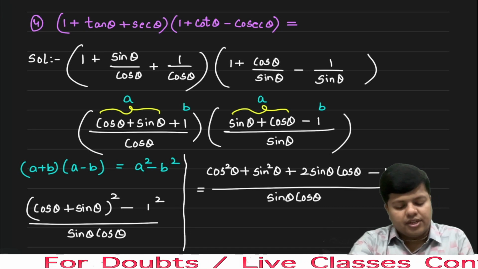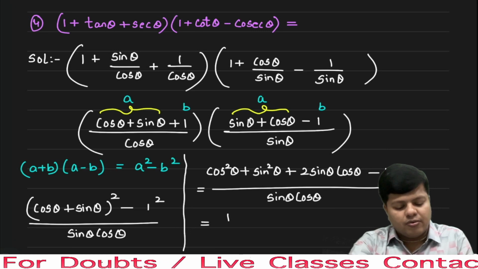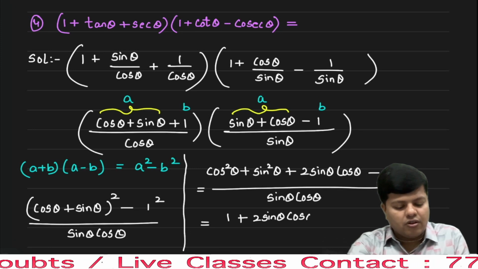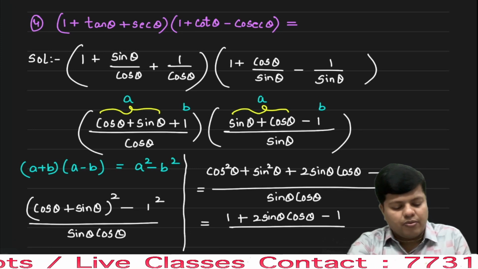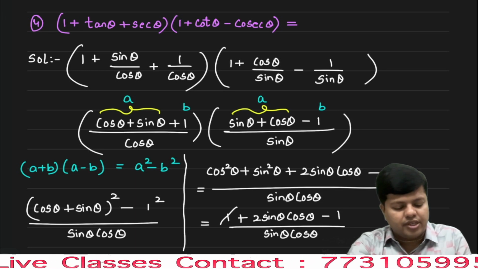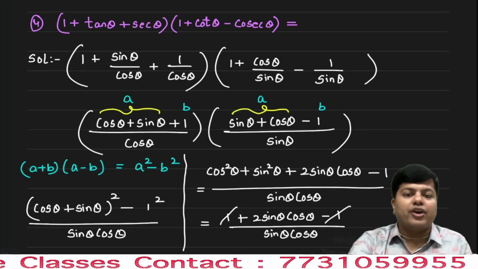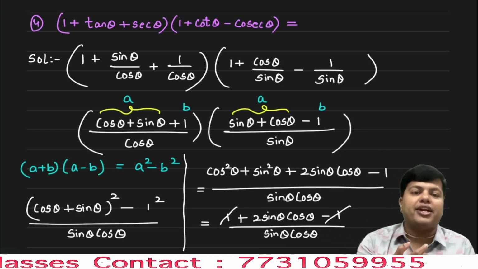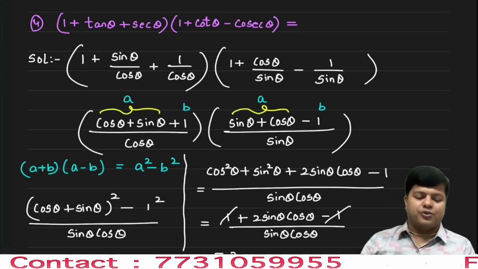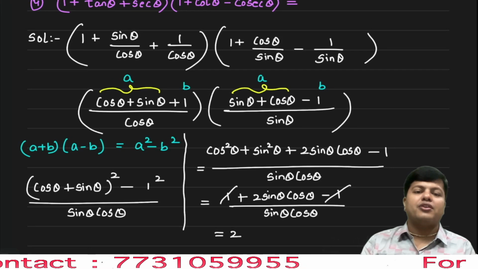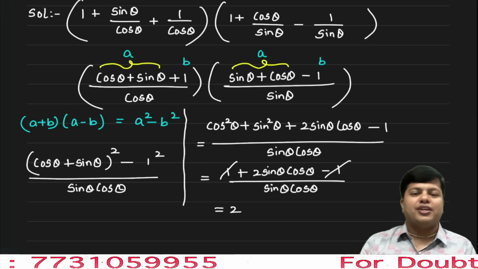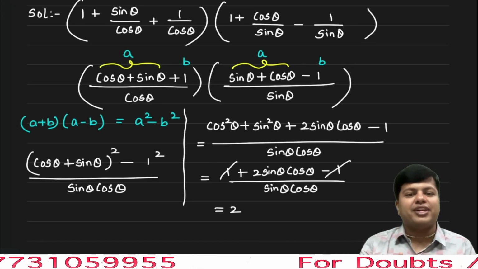Now students see, sin square theta plus cos square theta is 1, plus 2 sin theta cos theta, minus 1, by sin theta into cos theta. Plus 1 minus 1 cancel, and now what is left? Only 2 sin theta cos theta by sin theta cos theta. So sin theta cos theta cancel, you get the answer 2. So finally, what answer did you get? 2. Yes, because 2 sin theta cos theta by sin theta cos theta is left.